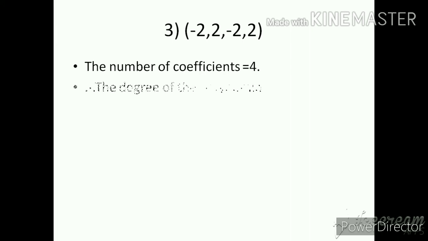Now, question number 3. Minus 2, 2, minus 2, 2. In total how many numbers are there in the bracket, children? 4 numbers are there. So, first what will you write? The number of coefficients equal to 4. Now, we have to find out the degree. So, what we have to do? 4 minus 1. You get degree 3. Therefore, the degree of the polynomial is 4 minus 1 equal to 3, children.